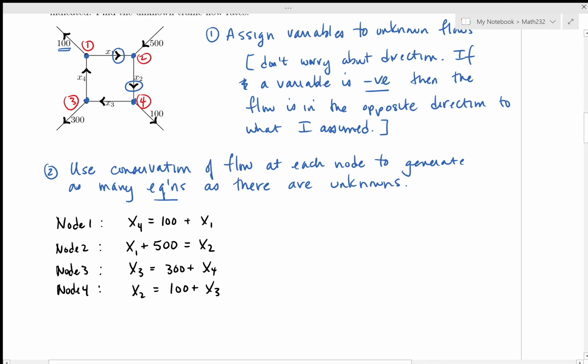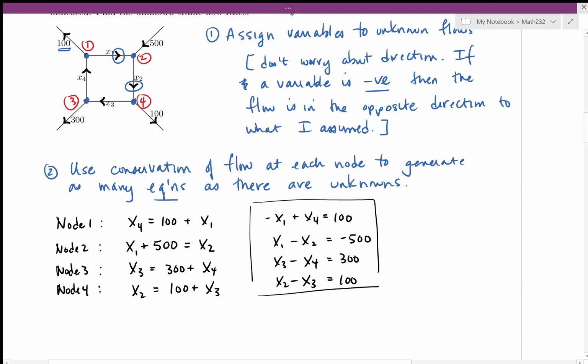Because I know I'm going to put this into an augmented matrix, I usually write the equations with x1 first, x2 second, x3 third, and x4 fourth. So I would take this first equation, and this is simply a rewriting of it. I would go like this: x1 plus x4 is 100, and then x1 minus x2 is minus 500. x3 minus x4 is 300, and x2 minus x3 is 100. Okay.